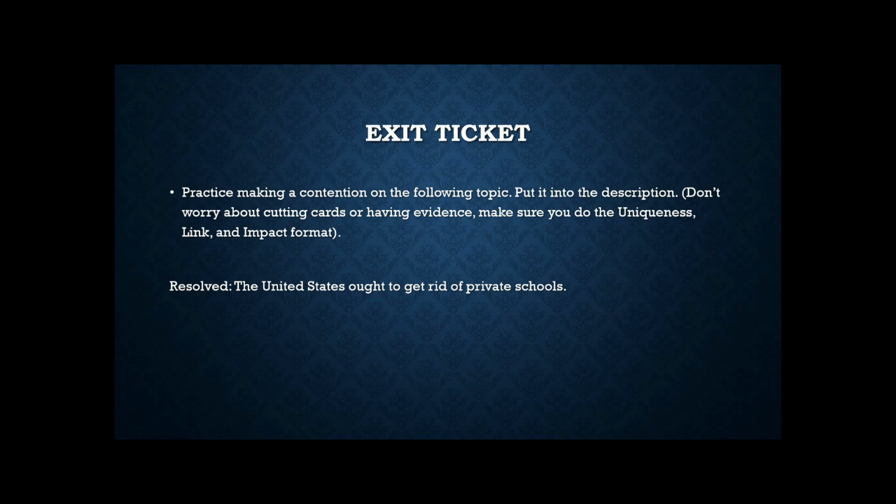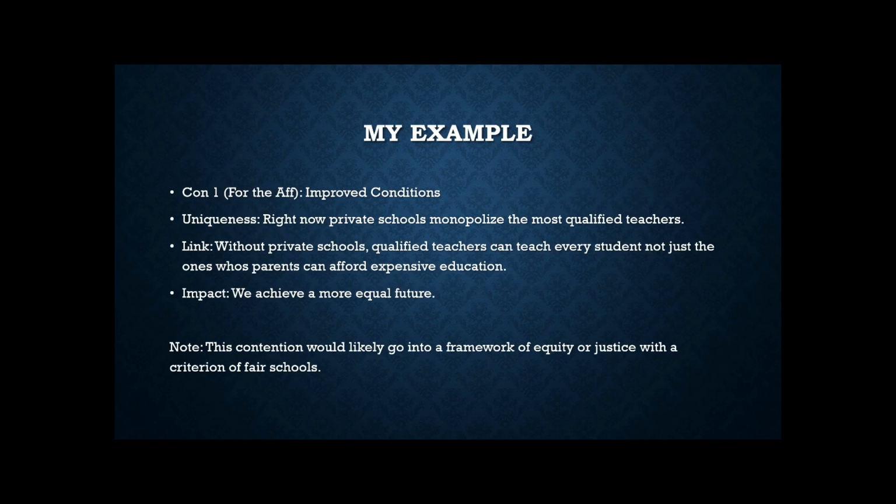So I would say that the uniqueness is that right now, all of the best teachers are being scooped up by private schools where they teach to only private school children. The link is that once we get rid of private schools, these teachers naturally aren't just going to stop working. They'll instead go to the public schools and work there, meaning that the distribution of education will be more fair. That's our impact. Distribution of education is more fair, which is a good thing, blah, blah, blah, framework.